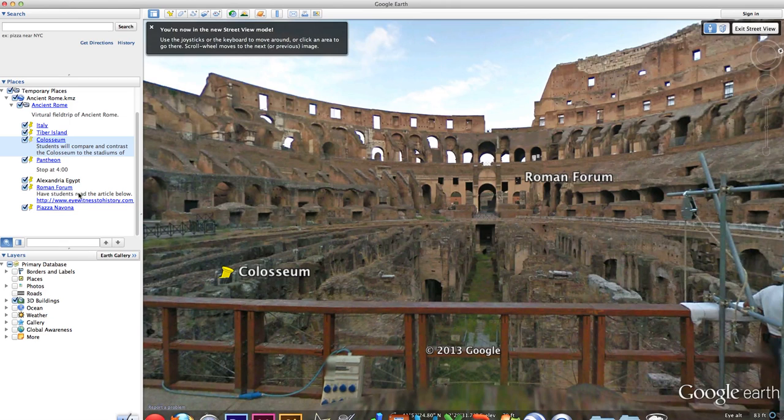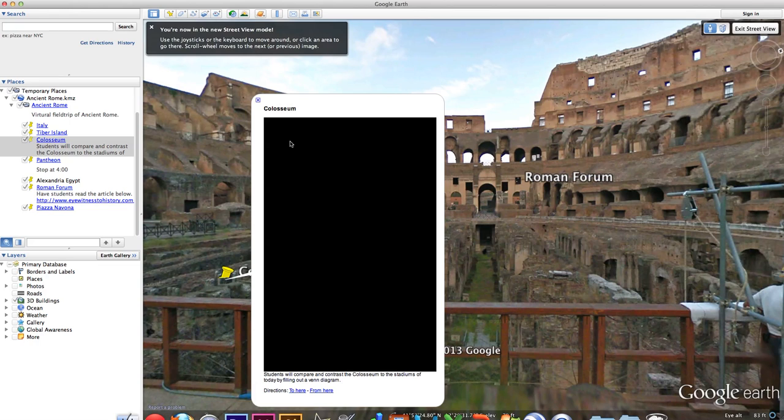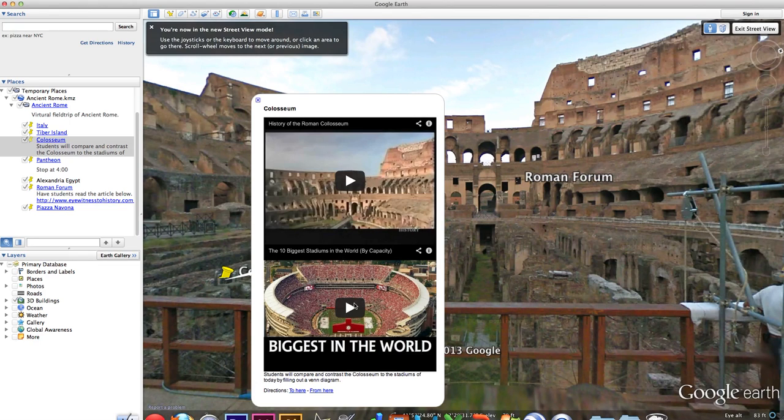And so now I'm going to have you guys watch a couple videos. One of them is about how the Colosseum was built and why it was built, and the other one is about how stadiums are built today. And we're going to compare and contrast these two different stadiums, how they're similar and how they're different, through the use of a Venn diagram.